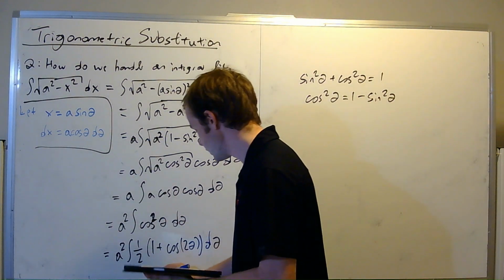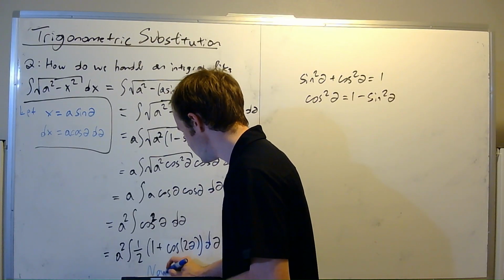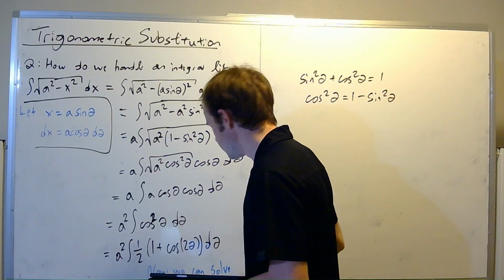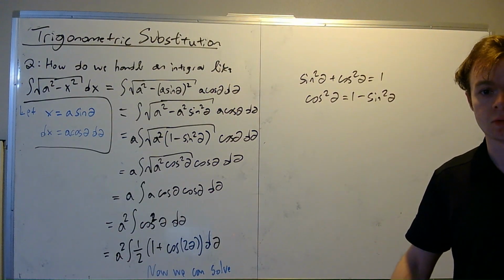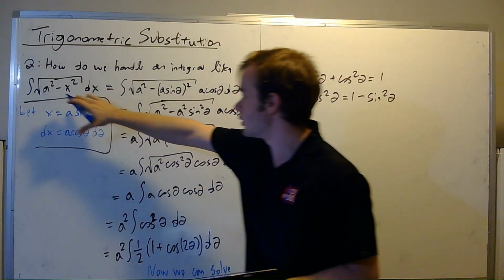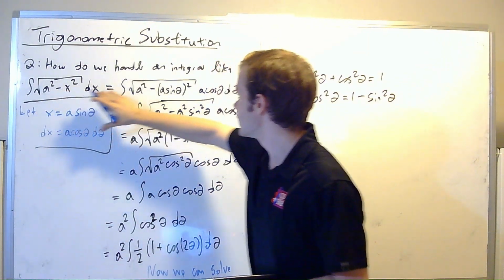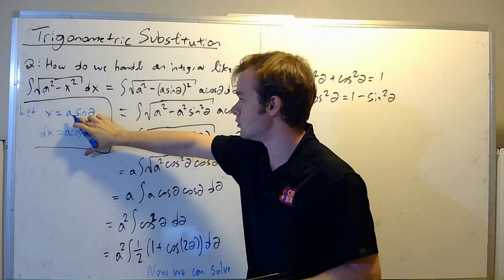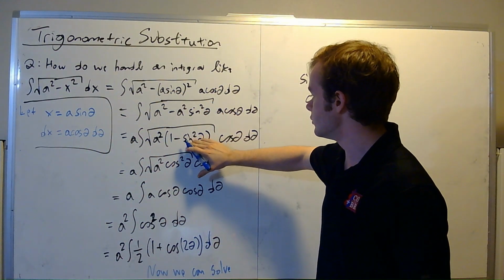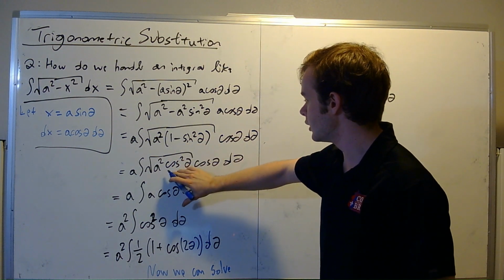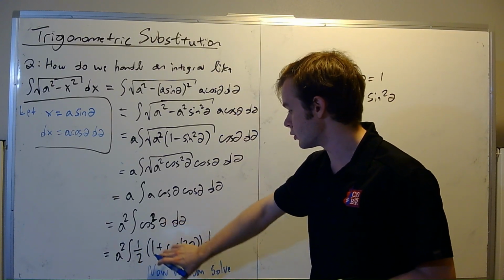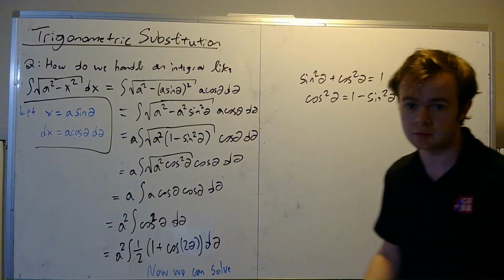So I can say here, now we can solve from here. Right, so now we've gotten to a point where we can actually solve the integral. So the idea for this section is we take this thing that we don't know how to solve, this integral, we rewrite it in this form by substituting using this trigonometric equation here. We substitute it, we use an identity. Here we replace this with cosine squared theta, and then here we might have to use another identity. So here we replace this with this, and now we can actually solve the problem.